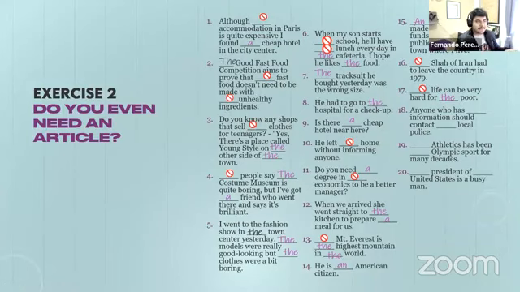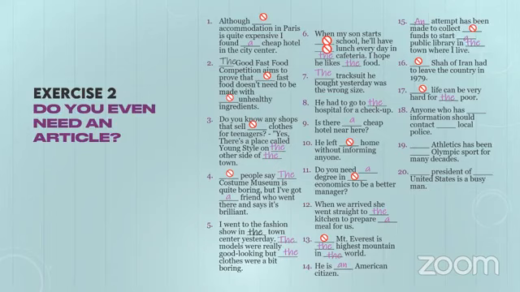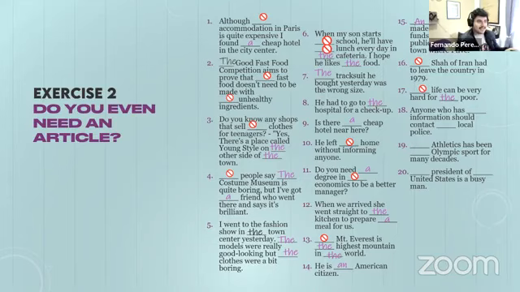Very good. Number 18. Everyone who has the information should contact the local police. Excellent, you are correct. Both need articles here. The information. Very nice.